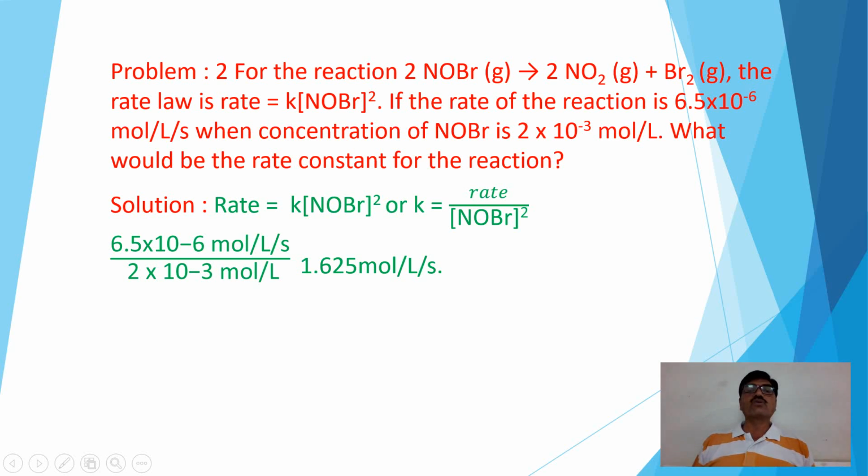We have to calculate K now. The rate is given, and the concentration is also given. So we can write K is equal to rate upon this. Just substituting the values, we will get like this. So that is equal to this. Okay, so in this way the rate law is applicable.